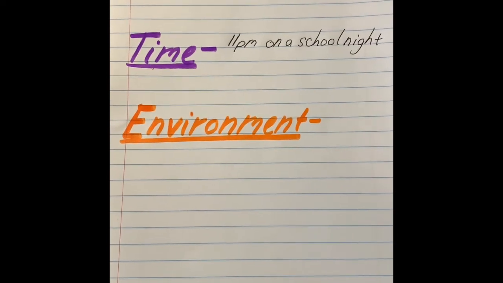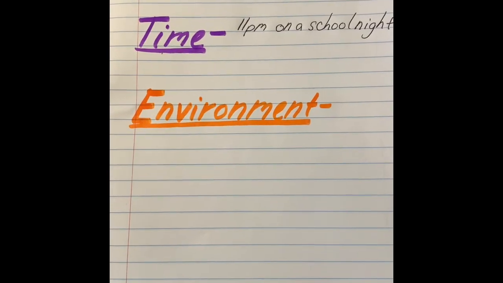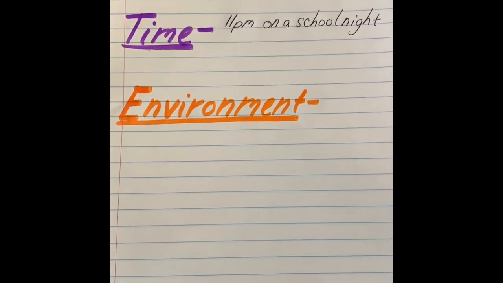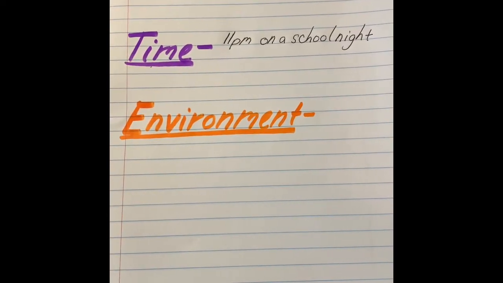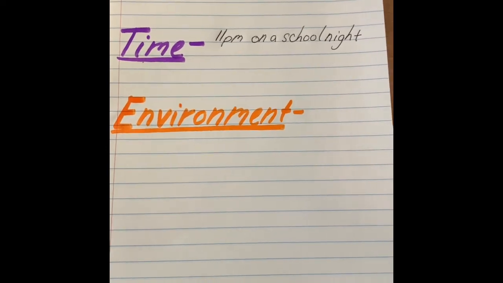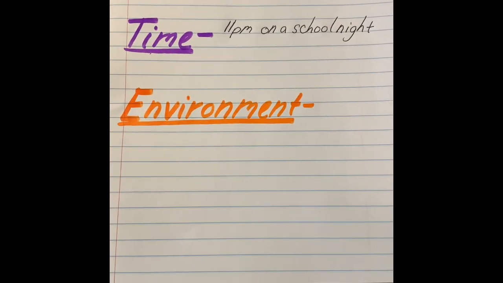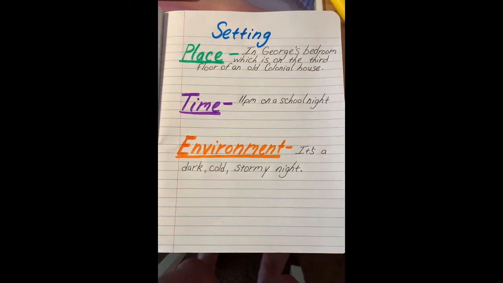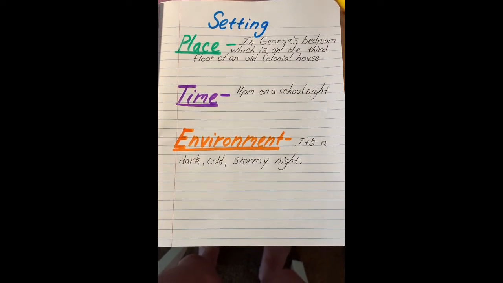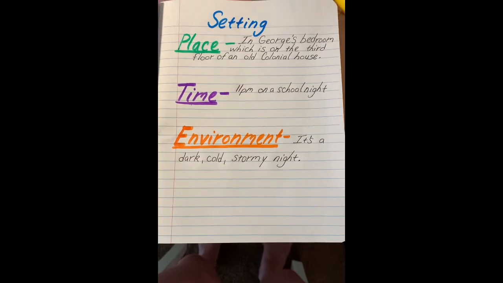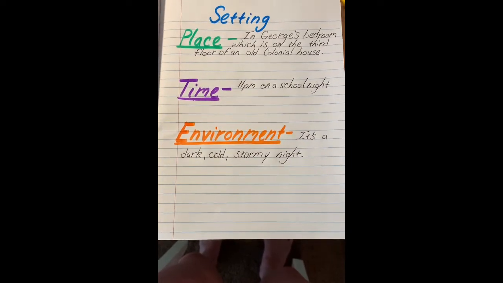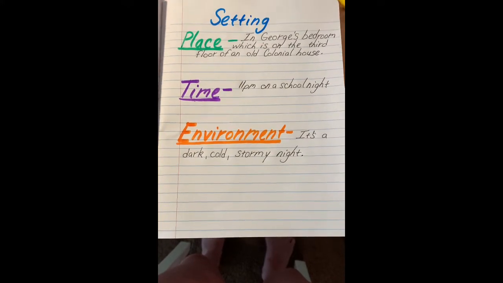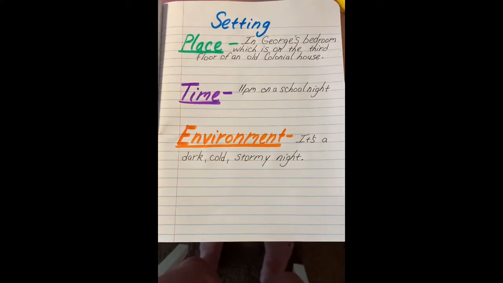And now I'm going to write about my environment. I think it's going to be a dark, stormy, cold night. And that just adds, again, a little bit more spookiness to the story for our reader. And there you have it, the 3 elements of a really good setting. Now I'm going to put it all together, and below here, just write a short little paragraph or just add those 3 sentences together to develop my setting.